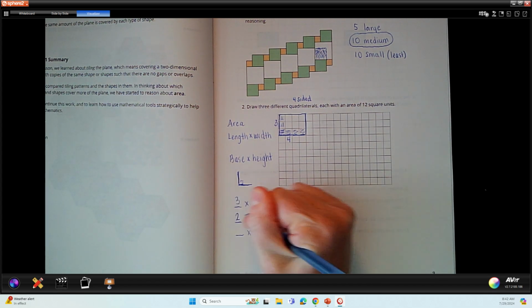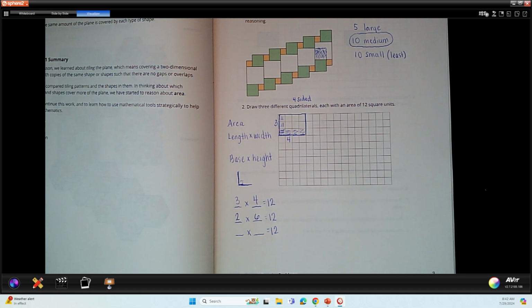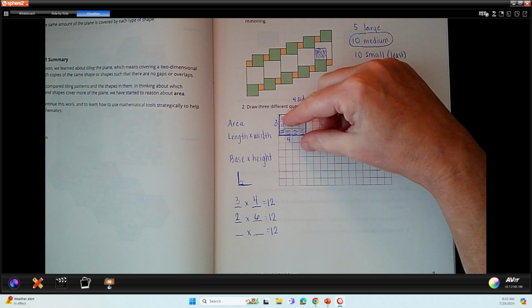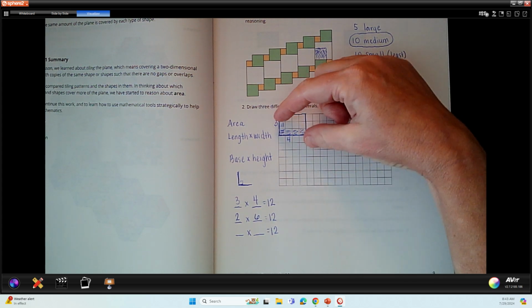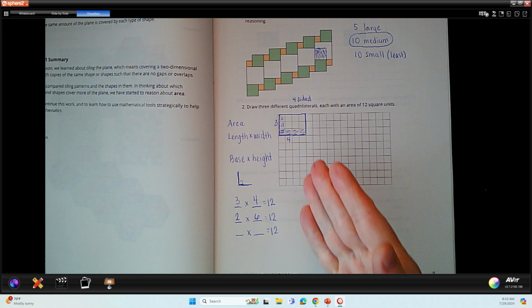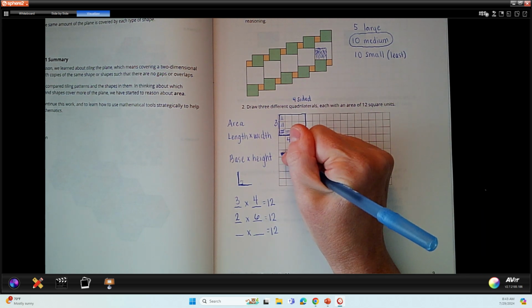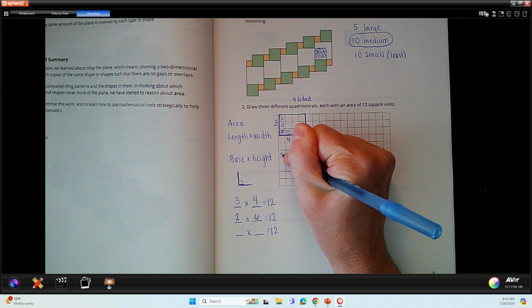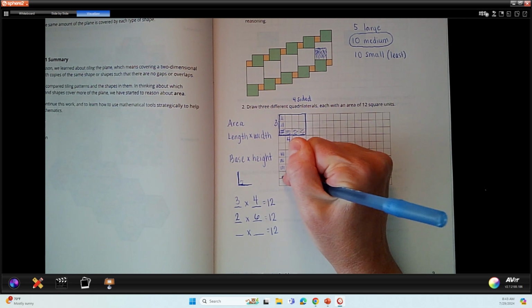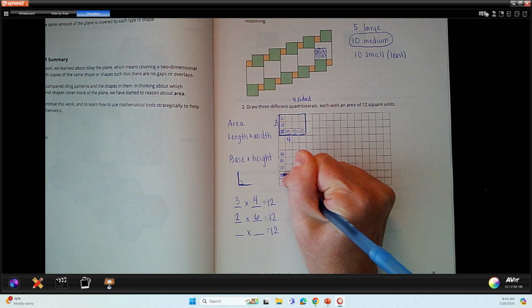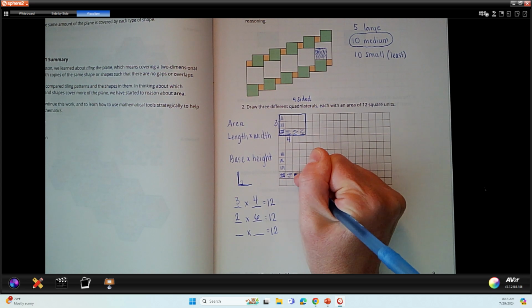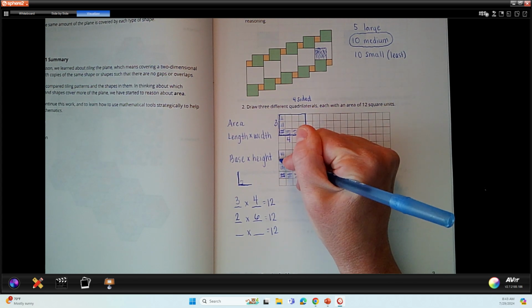2 groups of 6 or 6 groups of 2. We could do it either way, right? It really doesn't matter. Same with this. I can rotate this and stand it up and make the base 3 and the height 4. I can even do that real quick. So I've got 1, 2, 3, 4, and then across 3, 1, 2, 3. See? There's another one.